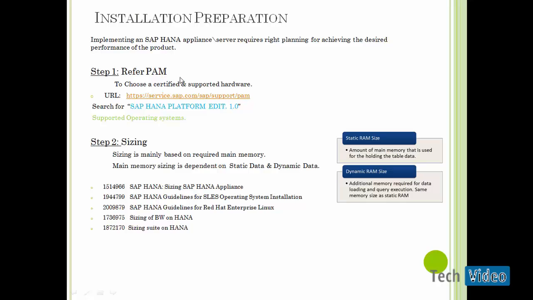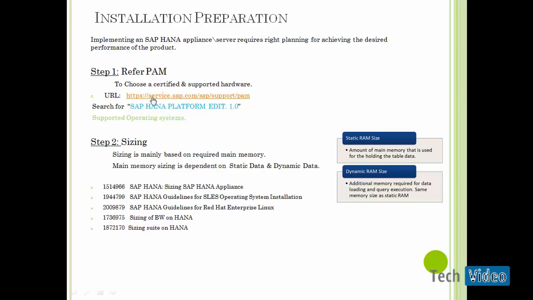Step 1 is firstly we need to refer PAM. PAM is called as Product Availability Matrix, which is a part of Service Marketplace. So we need to refer PAM for SAP HANA installation so that we can choose a certified and supported hardware to proceed with the installation. And this is the URL where we can navigate and look in for the supported operating systems.